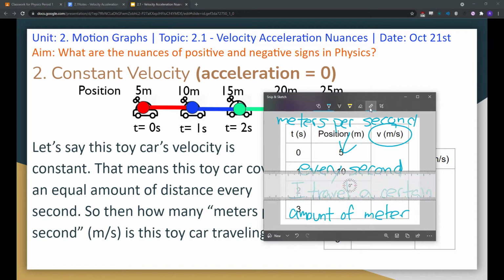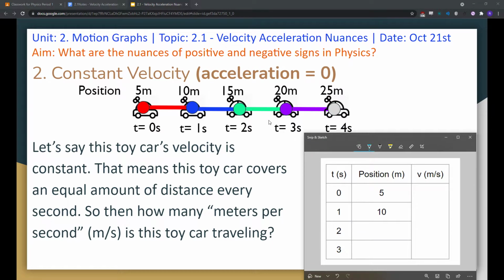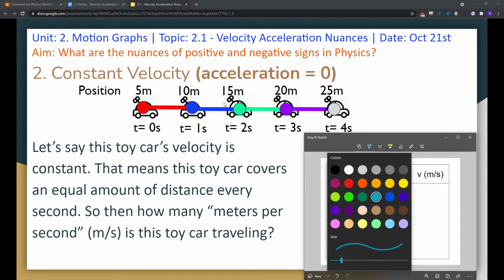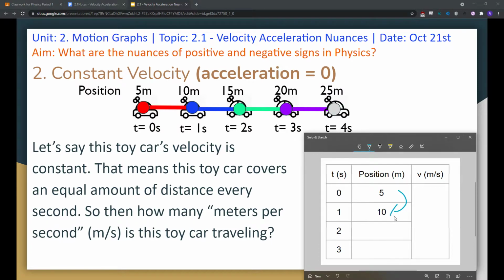I'm going to erase this actually. In this diagram right here, we're traveling 5 meters per second. We go from 5 to 10, which means we're traveling 5 meters per second. So every second we're traveling 5 more meters. And so our position at the second is 15, and at the third second is 20, because our velocity is 5 meters per second. Each second we're traveling 5 more meters, because that's what velocity is. Go to the next one.